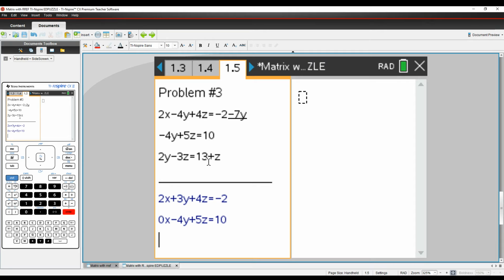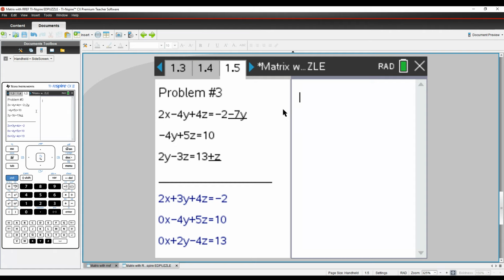And my last one, I don't have an x either. So I'm going to write 0x plus 2y. I have -3z, but I need to get rid of this positive z here. How do I get rid of this positive z? I subtract z from both sides. So I'm left with -4z equals 13.